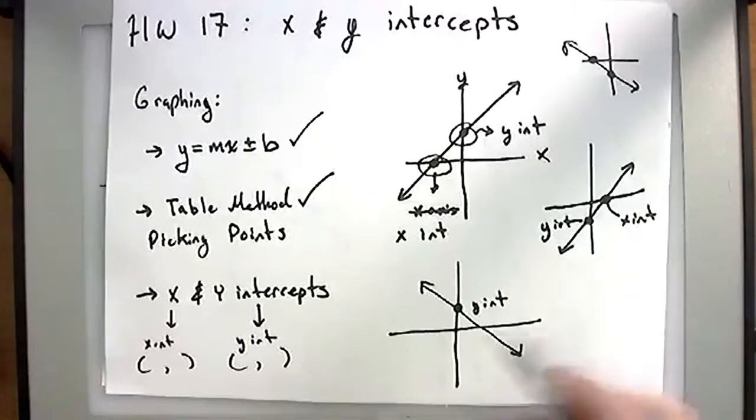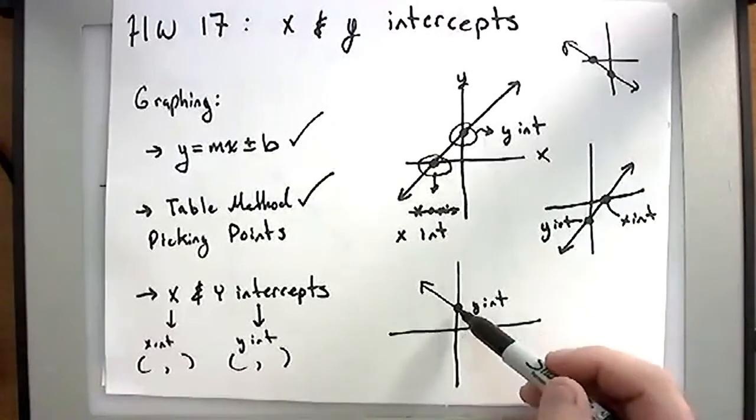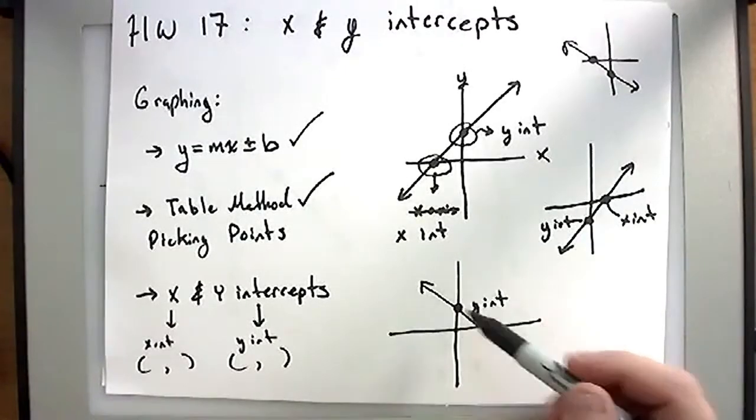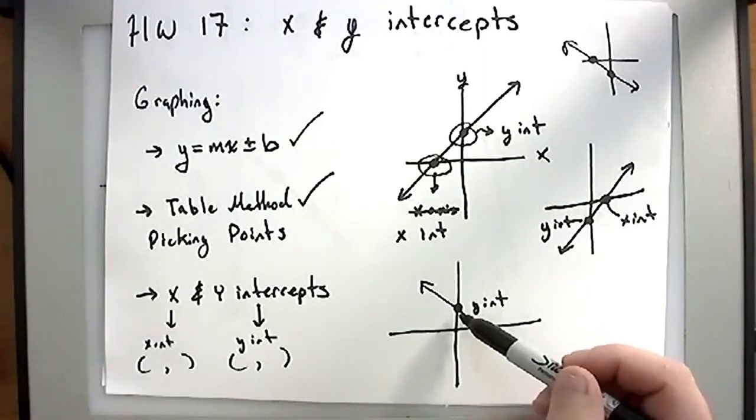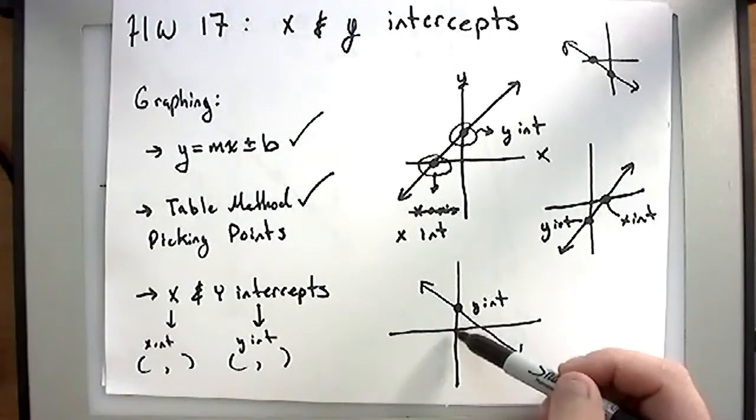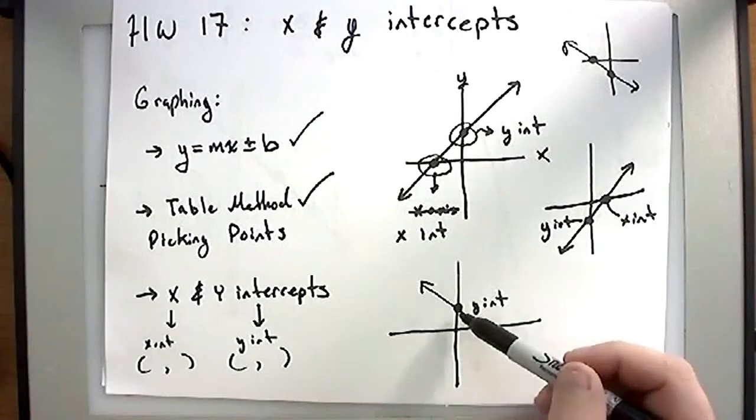Well, not much other than it's positive, right? It's up here, so it's positive. But how far up is it? Well, you don't know because I didn't mark the graph, right? That might be up 1. That might be up 5. That might be up 100. We just don't know. But you do know that it's on the y-axis, right?